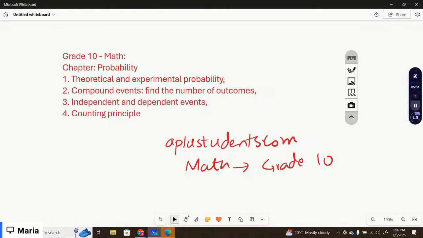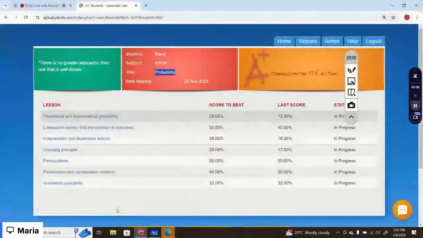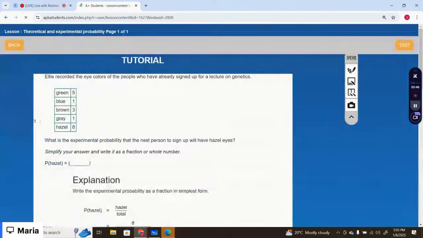Let's just start with the lesson. Here I'm on grade 10 math. The chapter we are on right now is probability. Let's just start with the first lesson, that is theoretical and experimental probability. Let's just start with the example.